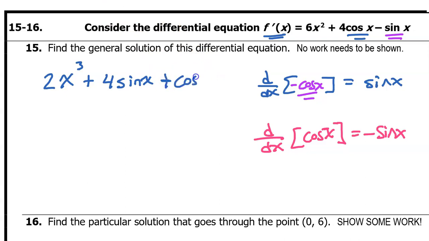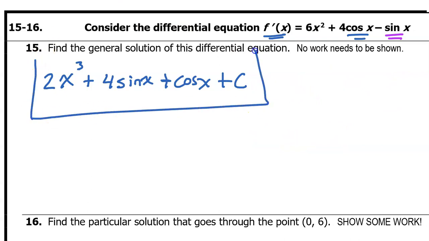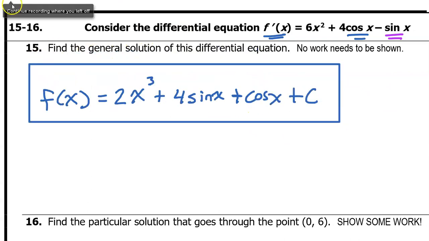So plus cosine x. And this is going to be the general solution, so we can just go ahead and put c for the constant of integration. And that's it. This is the answer. Let me change one small thing. Because we started off with an equation, our answer should also be an equation. So let me include the f of x equals in the front of this.